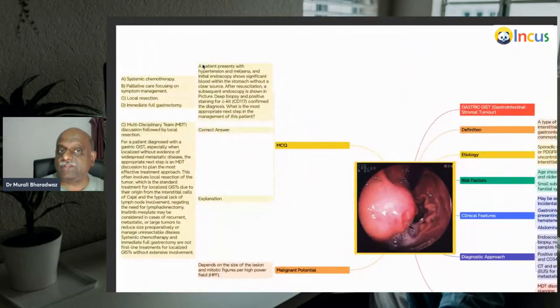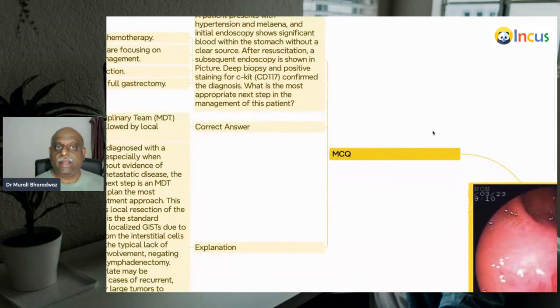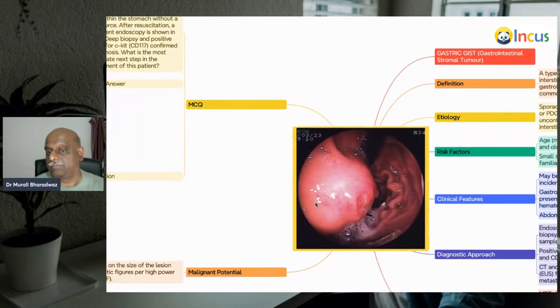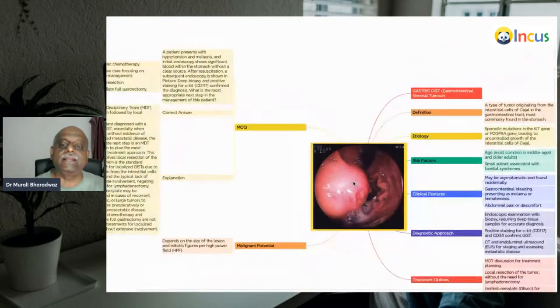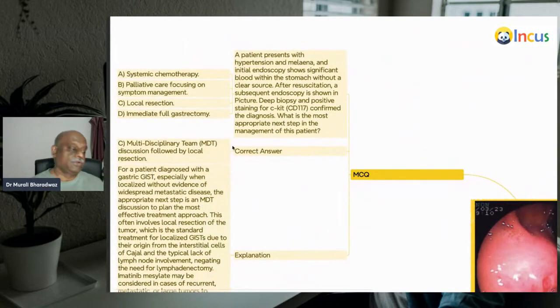A patient presents with hypertension, melena, initial endoscopy shows significant blood within the stomach without a clear source. So this is the typical endoscopic appearance of the esophageal lesion. I mean the lesion in the stomach. So what is this, doctor?